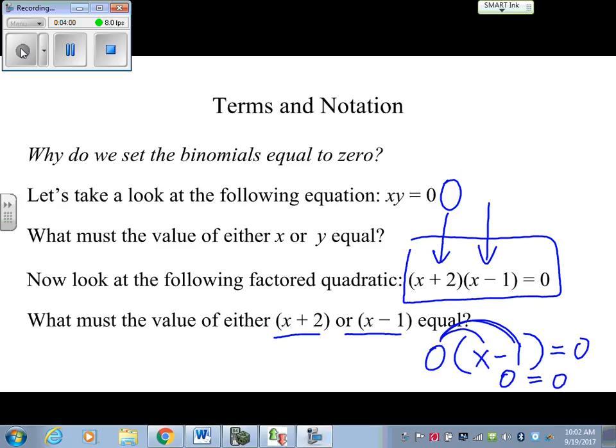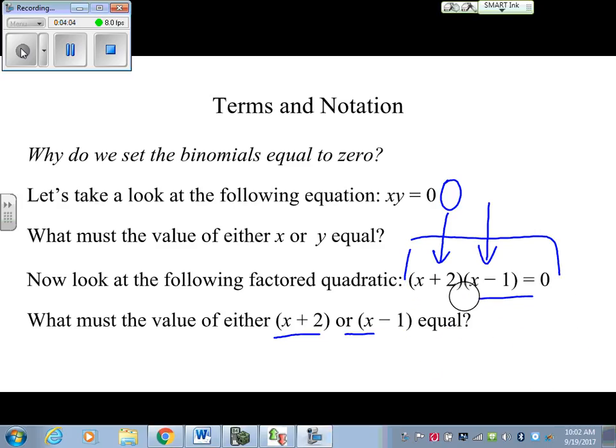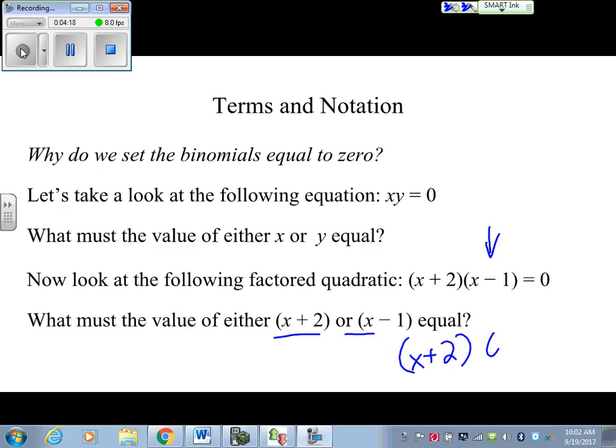Now, it doesn't just have to be that binomial that equals 0. It could also be the other one. And so we could say that this second binomial, x minus 1, we could let that equal 0. And so then we would have x plus 2 times 0 equals 0. And once again, 0 times anything, whether it's a 2 or an x or anything like that, is just going to be 0. And then we'd have a true statement.